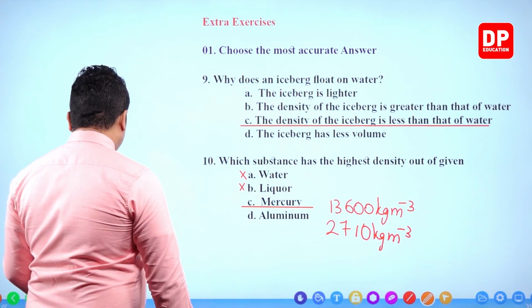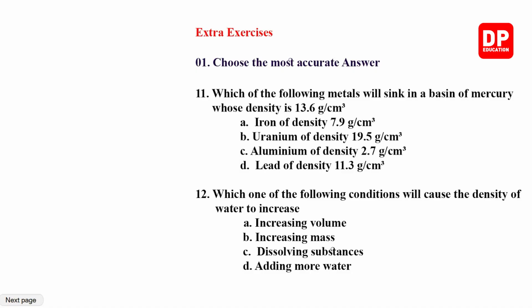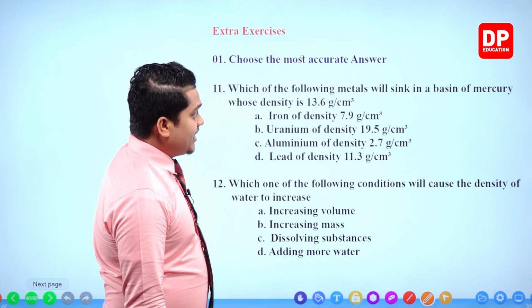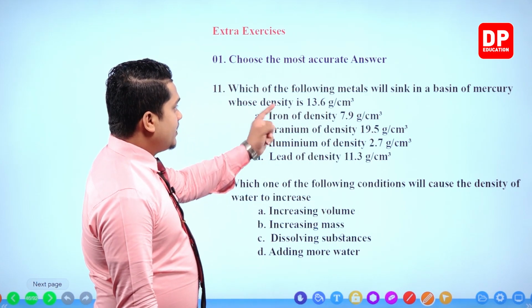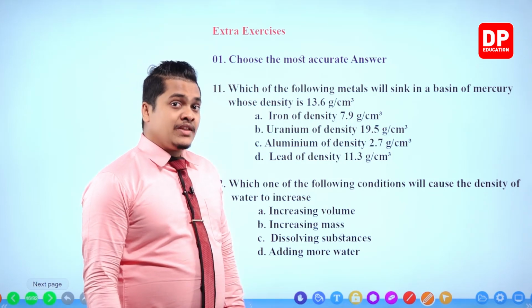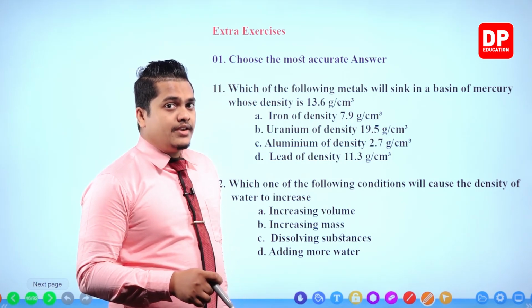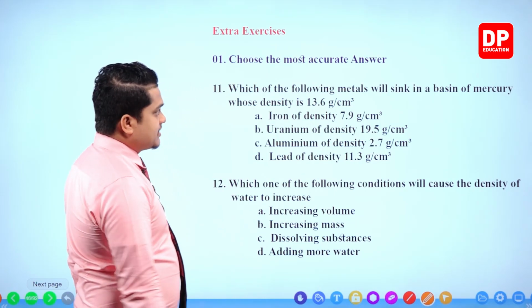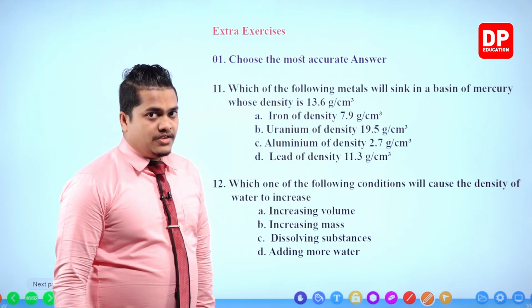Right. Which of the following metals will sink in a basin of mercury whose density is 13.6 grams per cubic centimeter? So the density is given here. Density of mercury is given as 13.6 grams per cubic centimeter, which is 13,600 kilograms per cubic meter.